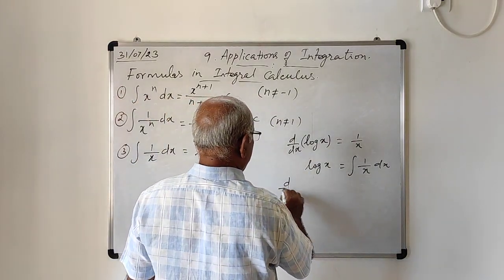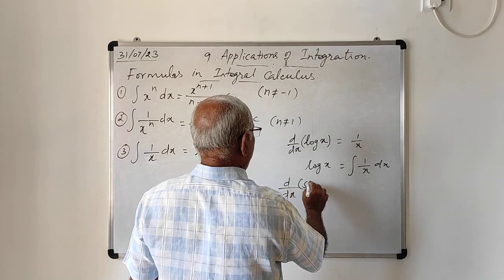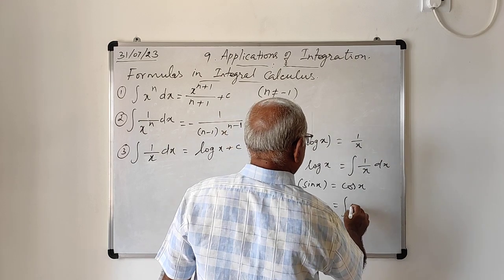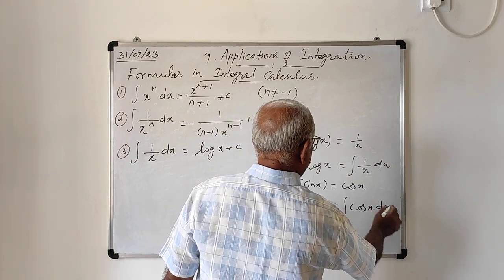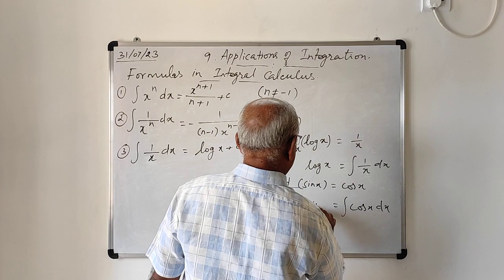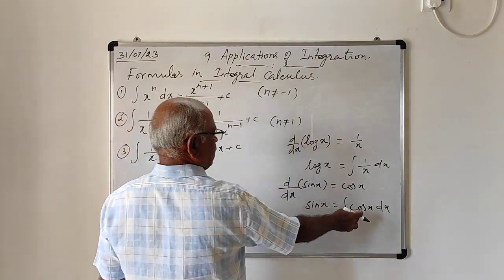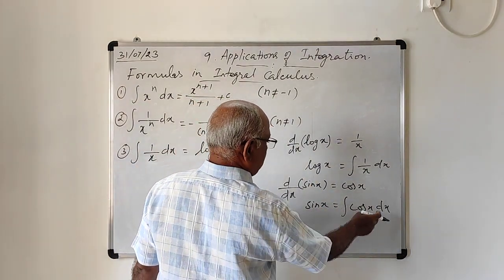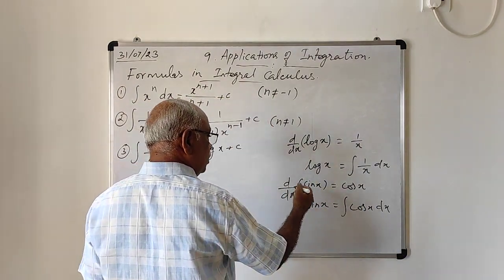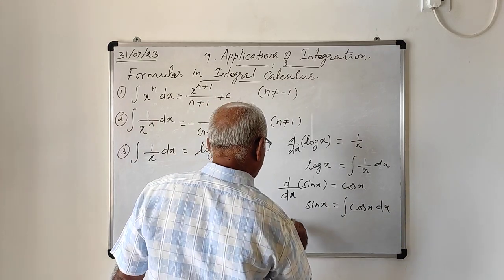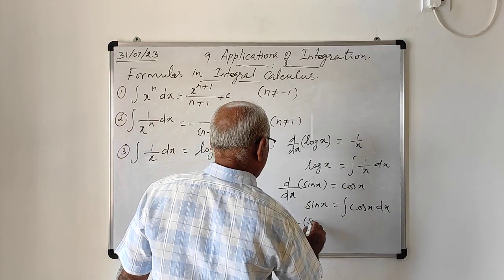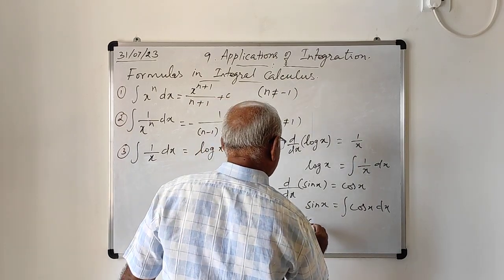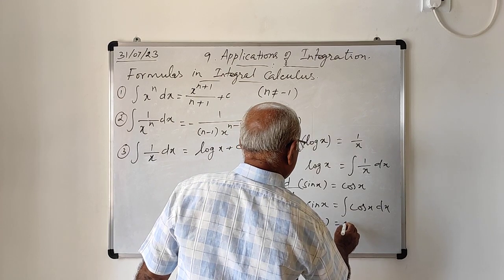Similarly, the derivative of sin x, you know, is cos x. Therefore, the integral of cos x dx becomes sin x plus c. So, the integral of cos x is sin x, the integral of 1 by x is log x. What is the integral of sin x? You know, d by dx of cos x is minus sin x.